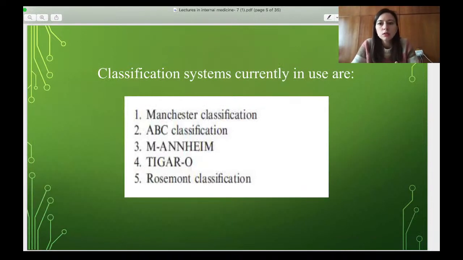And next, about classification systems. Which classifications are used? Manchester classification, ABC classification, Mannheim classification. Next, TIGAR-O classification, and Rosemont classification.